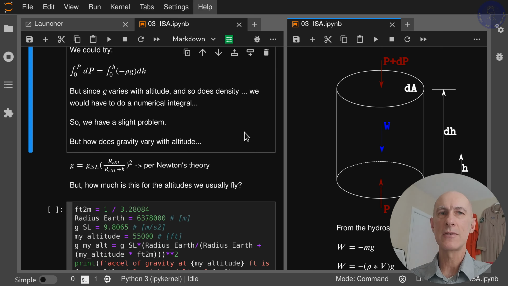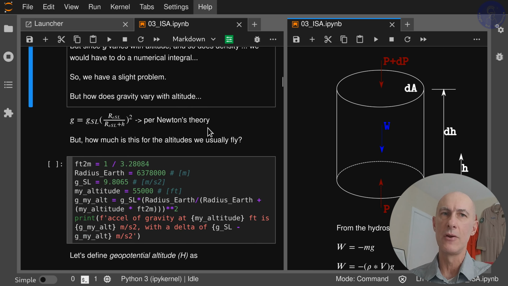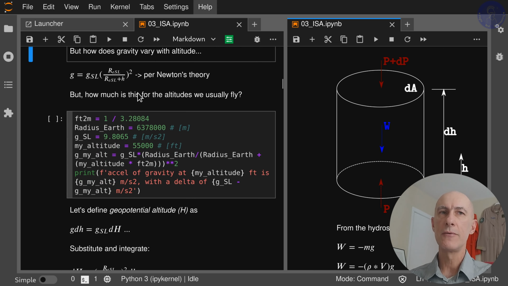And how does gravity vary with altitude? If you go back to Newton's theory, it's going to vary according to the radius of the Earth divided by the radius of the Earth plus whatever tapeline height you have, everything squared. So that's what we're going to do. We're going to take the gravity at sea level, multiply by this term, varying our height to see what is our new g that we get.